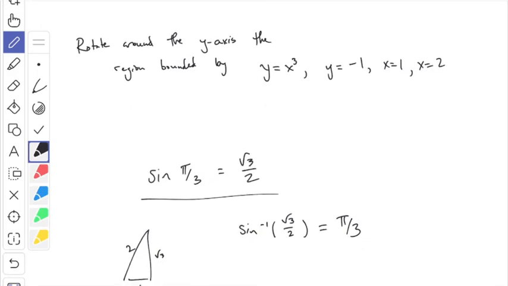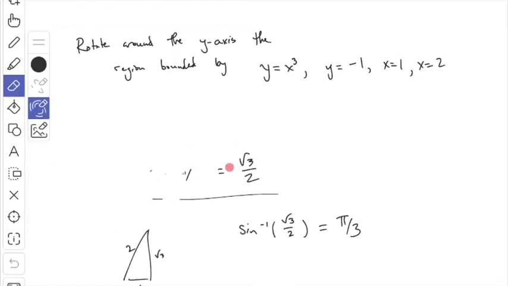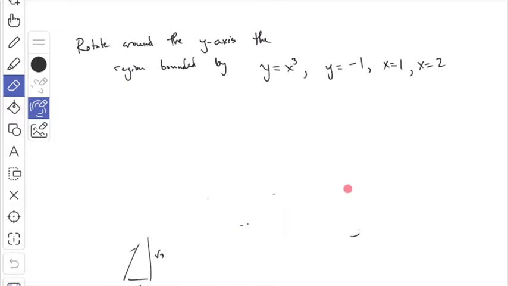It says rotate around the y-axis the region bounded by y equals x cubed, y equals minus 1, x equals 1, x equals 2. Actually, before we do this particular question, I meant to ask, are there any general questions about the test? So I said it's going to take up the full class period.